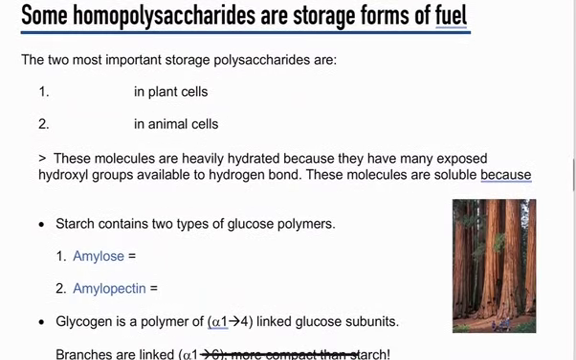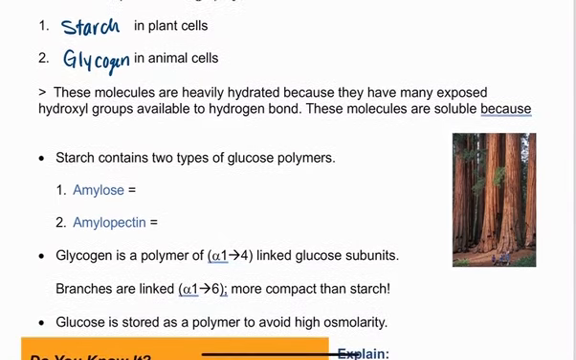Some homopolysaccharides are storage forms of fuel. The two most important storage polysaccharides are starch in plants and glycogen in animal cells. These molecules are heavily hydrated because they have many exposed hydroxyl groups available to hydrogen bond. These molecules are soluble because of the hydrogen bonding.